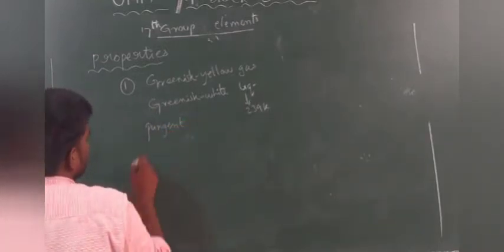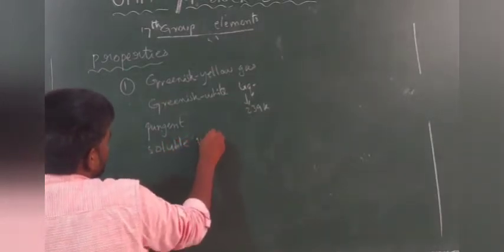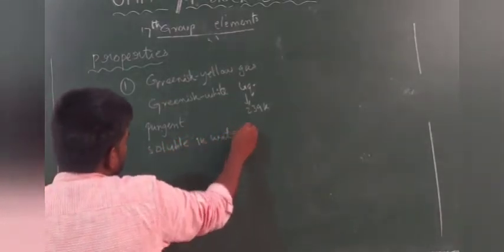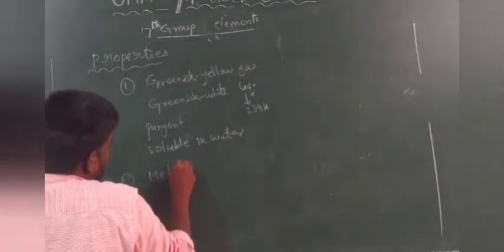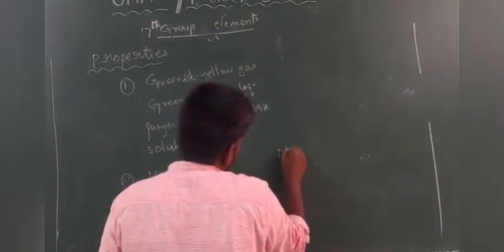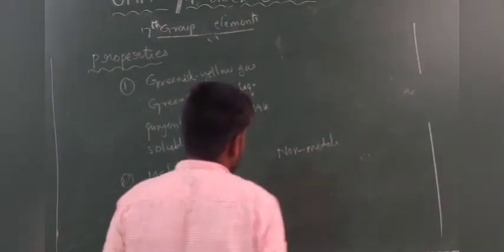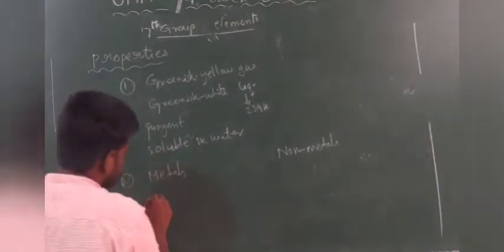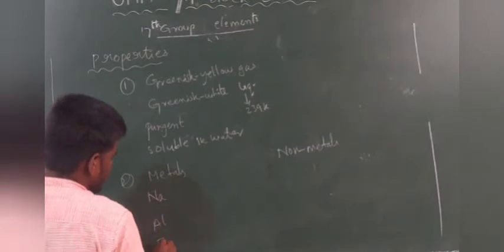And next one, this one is soluble in water, right? And second one, this one can react with metals as well as non-metals. So metals like sodium, and next one aluminum and iron, such kind of metals can react with chlorine and give respective salts.